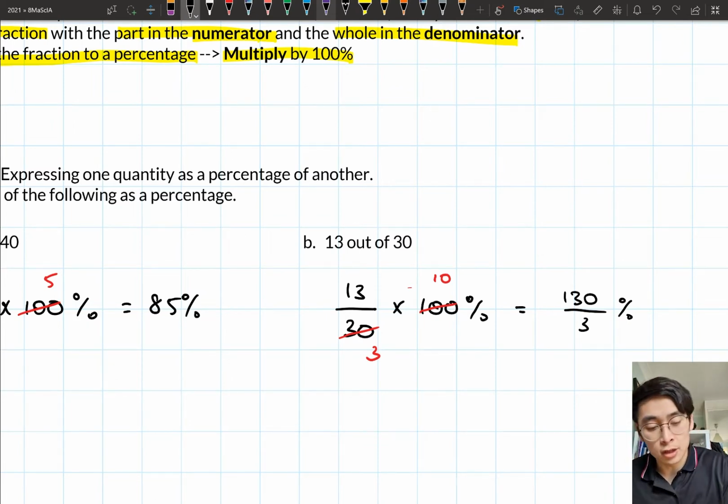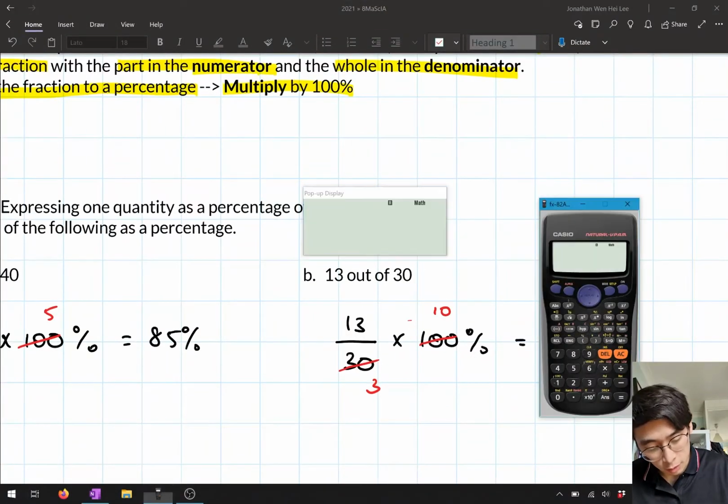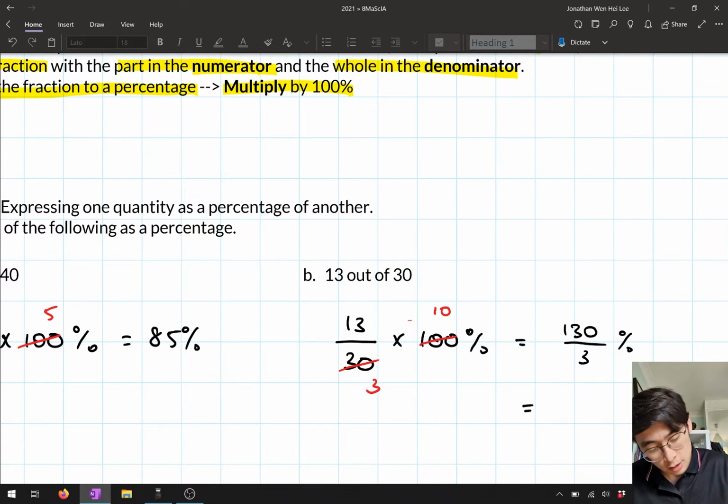And the additional thing that I said last lesson was that we don't want to write fractions in our percentages. So I'm just going to figure out what this is as a decimal. So I'm going to go 130 over 3, and that gives me 43.333. So that's a recurring decimal. I can just write this as 43.3 recurring percent.